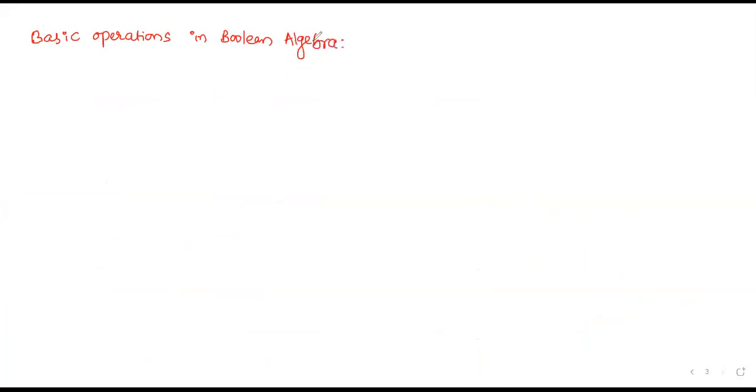Basic operations in Boolean algebra. First one, Boolean addition.